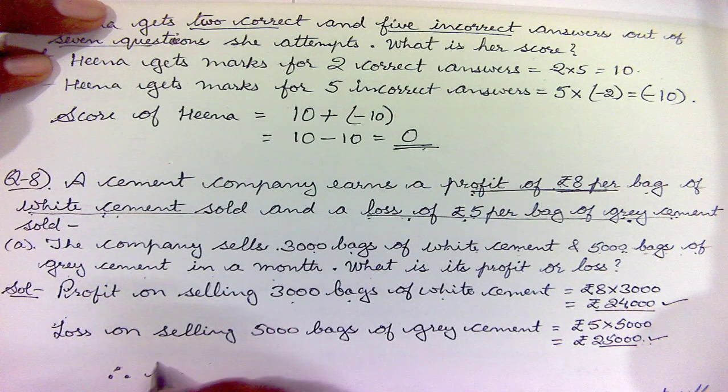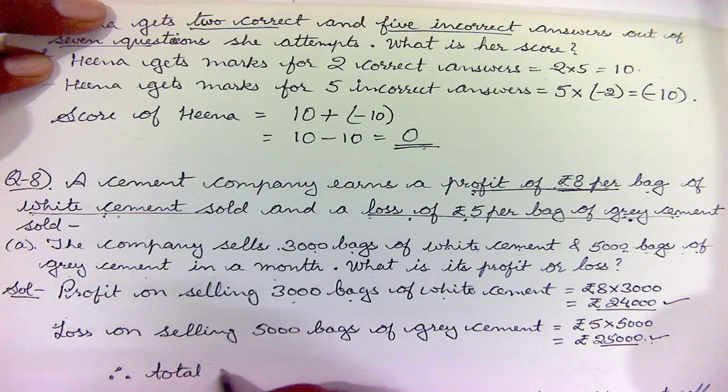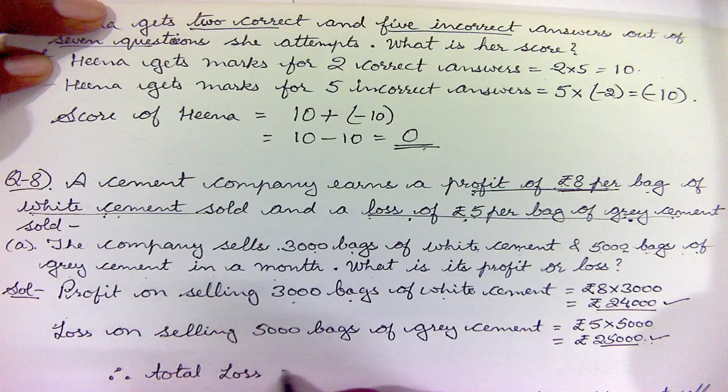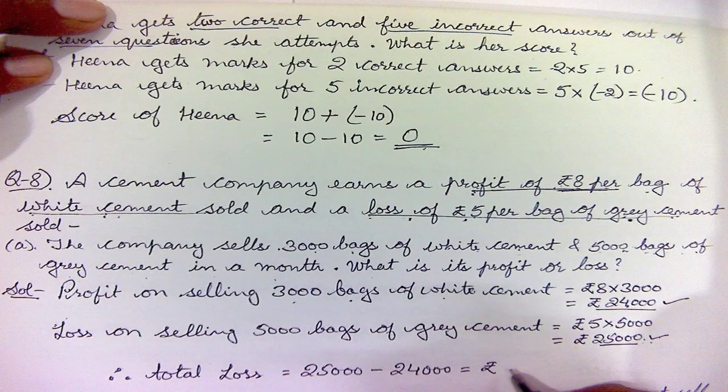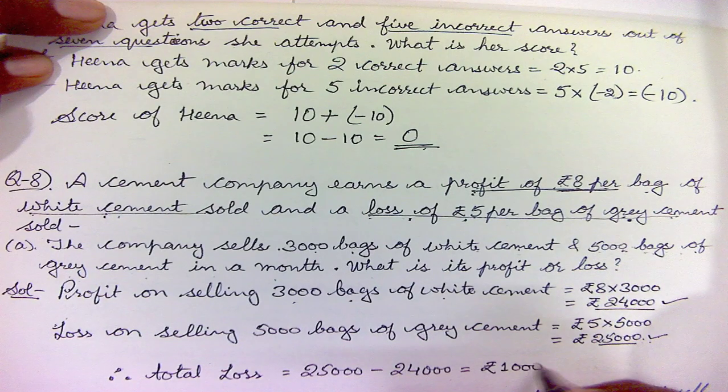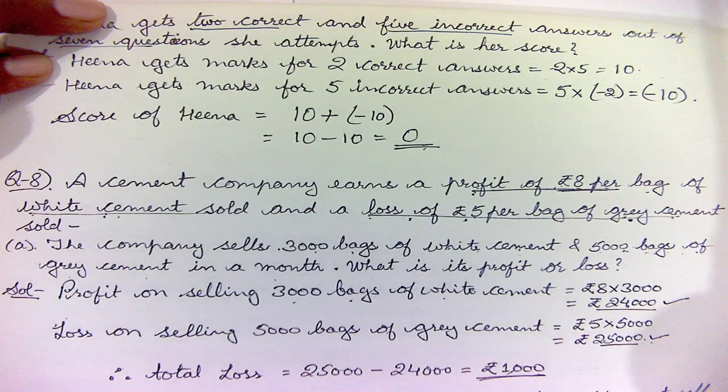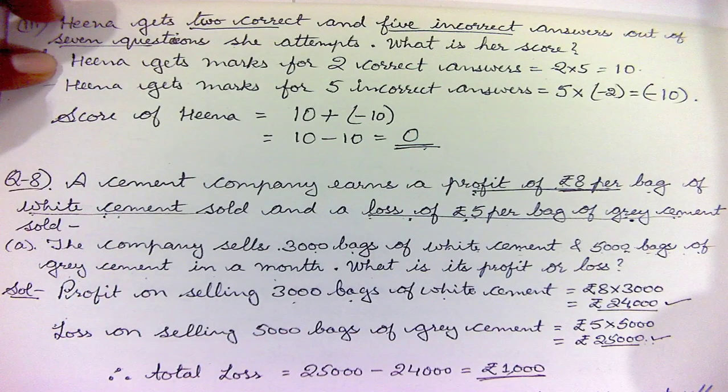Therefore, total loss is 25,000 minus 24,000. That is, there is a loss of 1,000 rupees. It is clear, no?